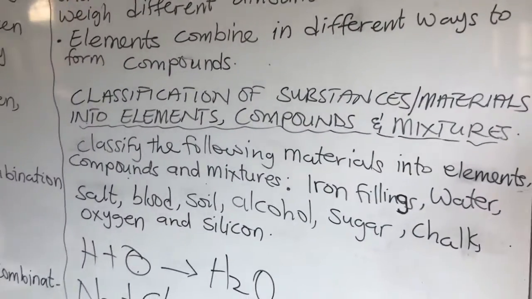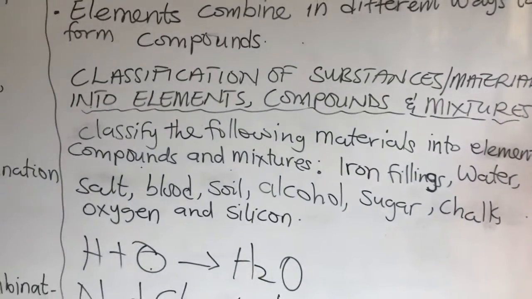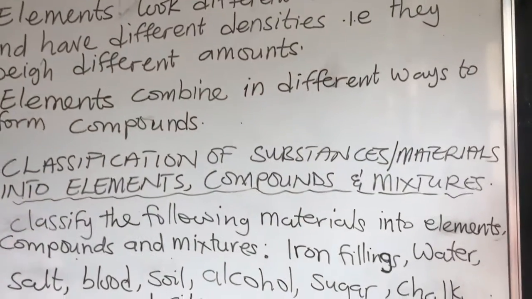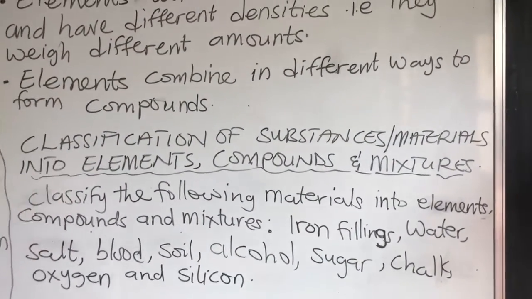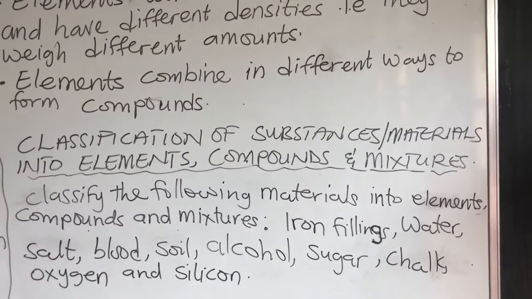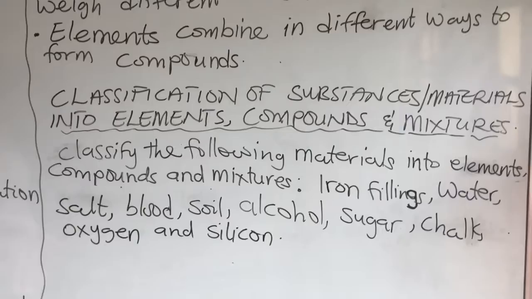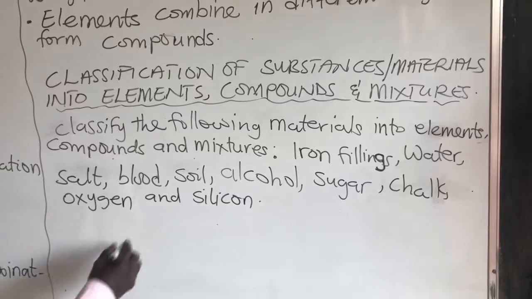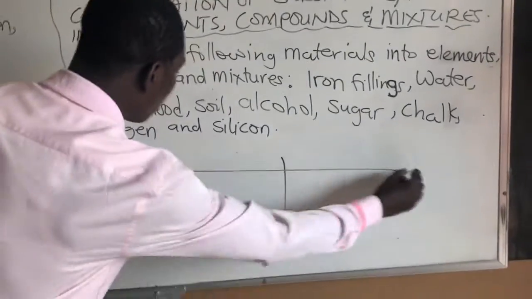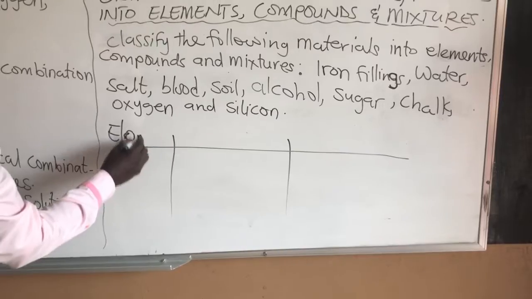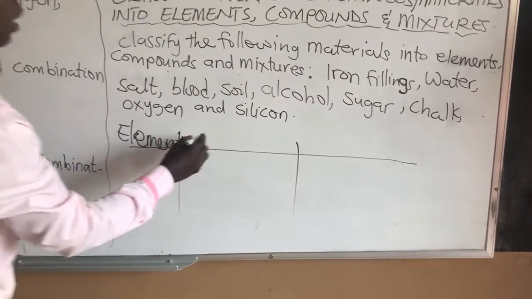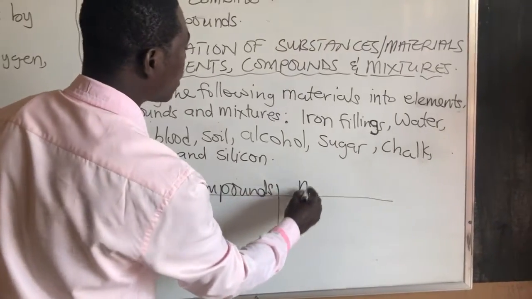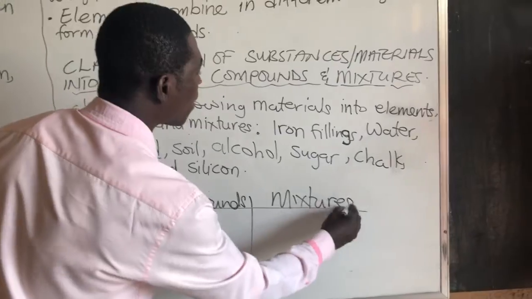Now let's look at some classifications or classes of elements. Classify the following materials into elements, compounds, and mixtures. Now let's look at the solution. We will draw a table. We have elements, we have compounds, we have mixtures. So let's look at something here.